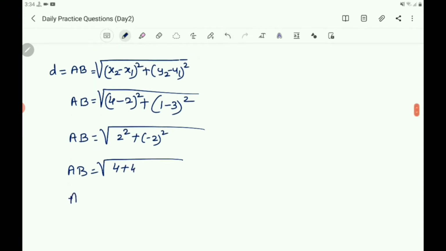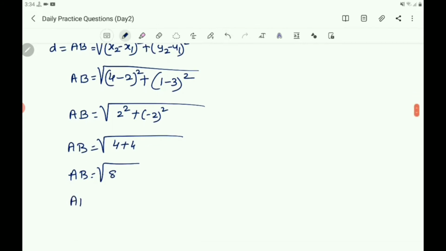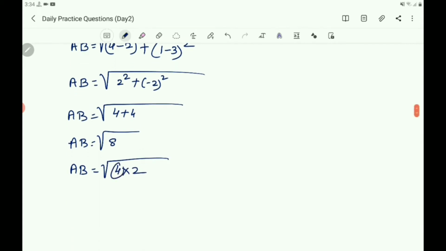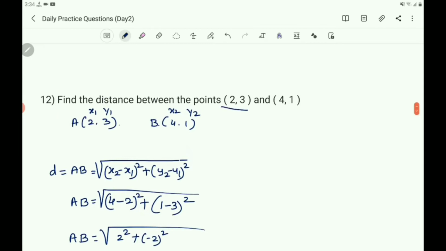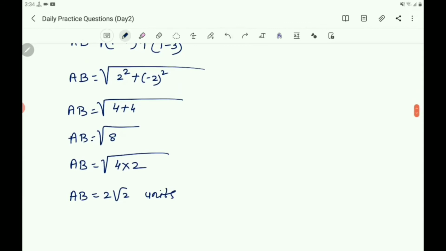So you got AB equals root of the sum of 4 and 4, which is 8. Then 8 can be expressed as a square number into some other number, that is 4 into 2, and 4 is a square number. What is the root of 4? Root of 4 is 2. So AB equals 2 root 2 units. So the distance between the points 2, 3 and 4 is 2 root 2 units.